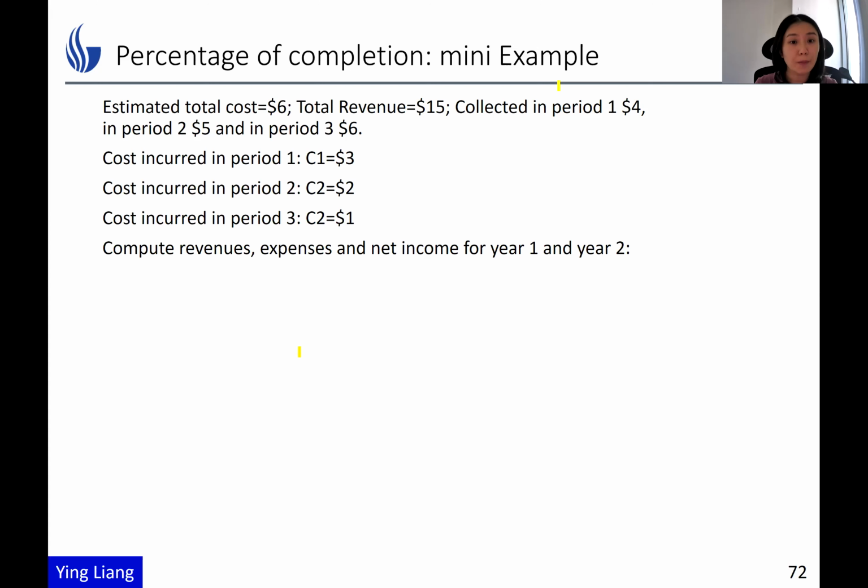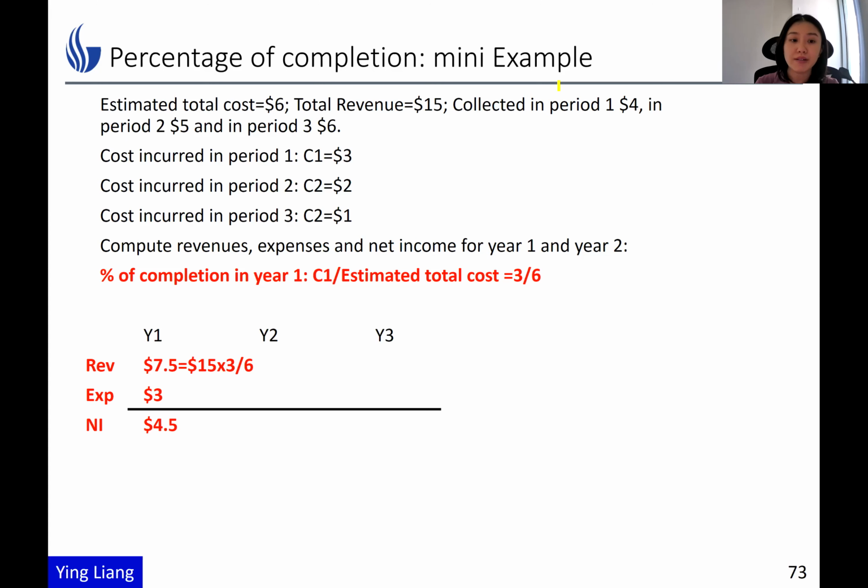Now we are asked to compute revenue, expenses, and net income for year 1 and year 2. Remember, we are using the percentage of completion method. First, we need to find out the percentage. Now, for year 1, how do I calculate the percentage of completion? First, of course, I'm going to use the cost, right? Year 1 actual cost is $3. And then I'm going to divide it by the total estimated cost, which is $6. 3 divided by 6, that is the total completion in percentage in year 1.